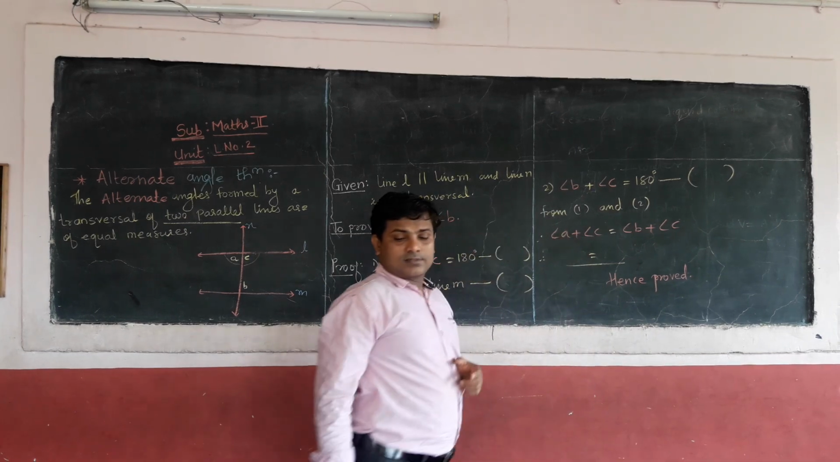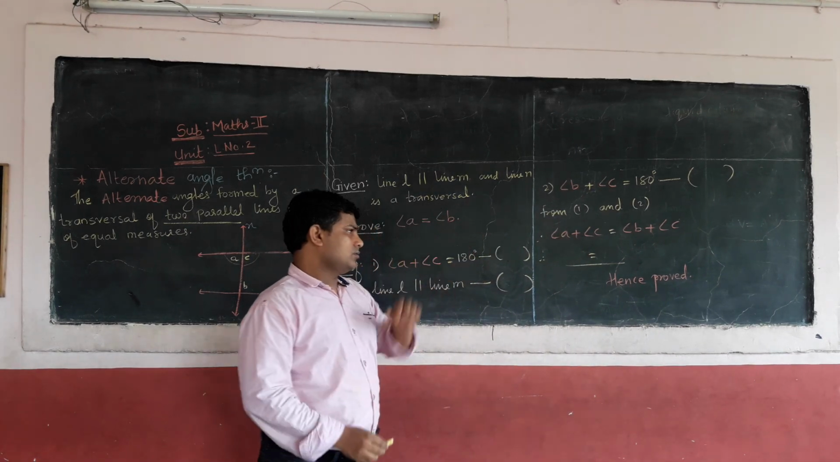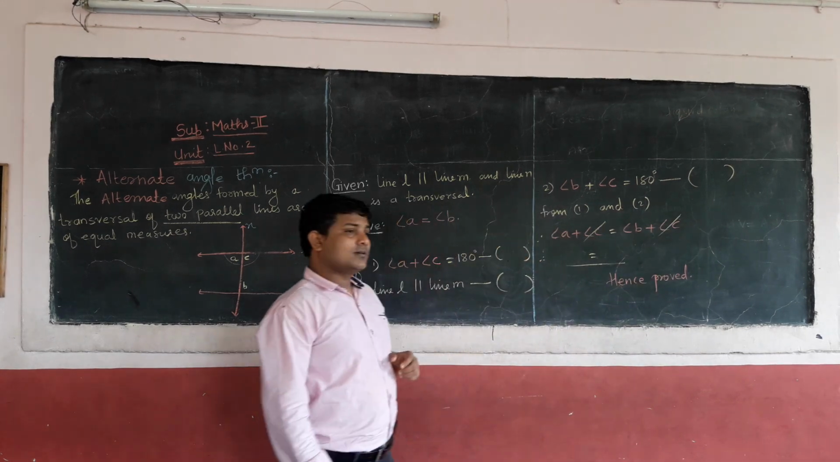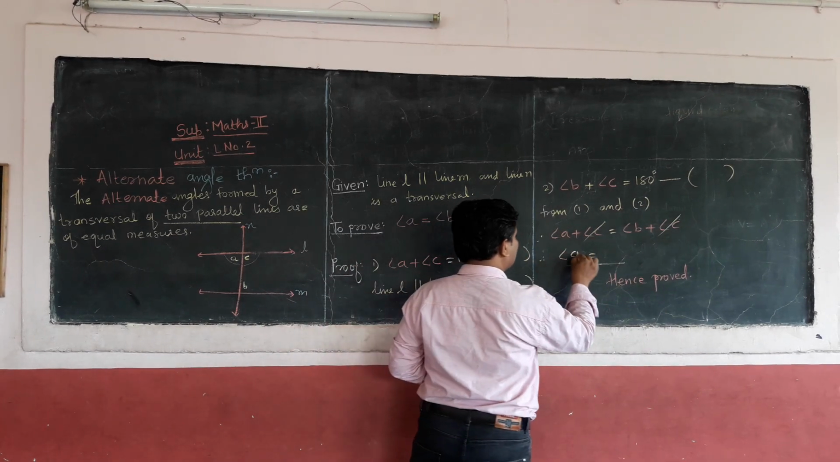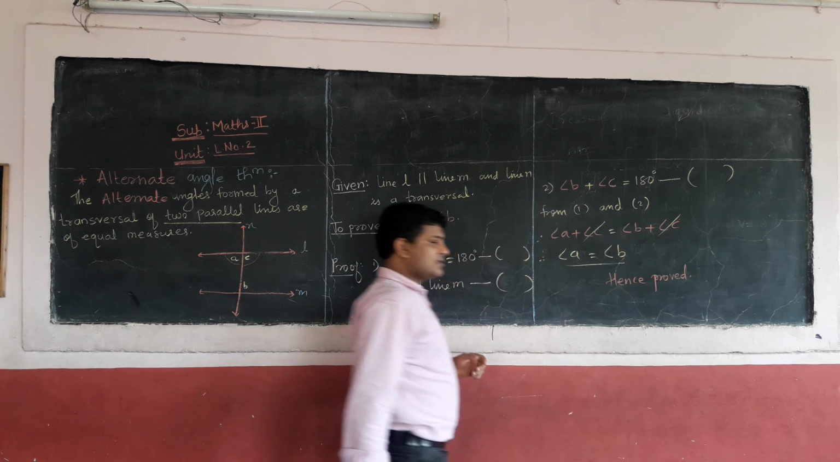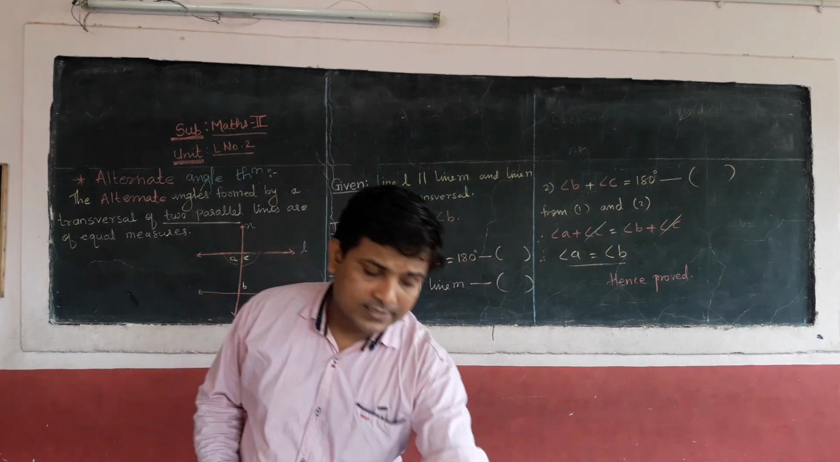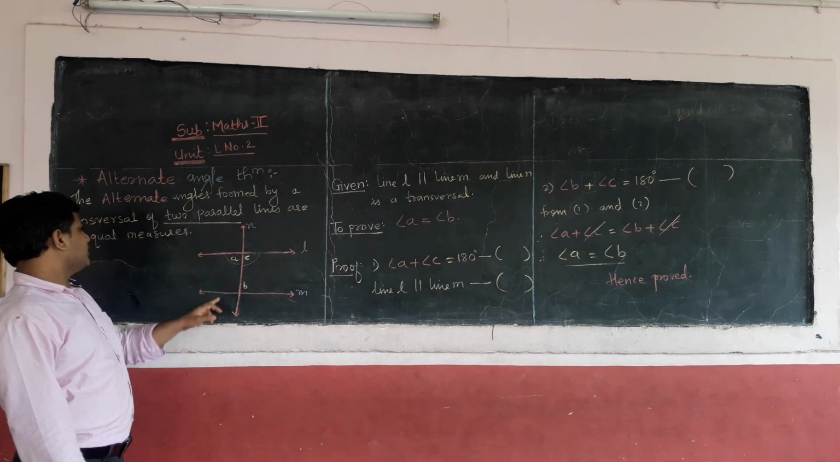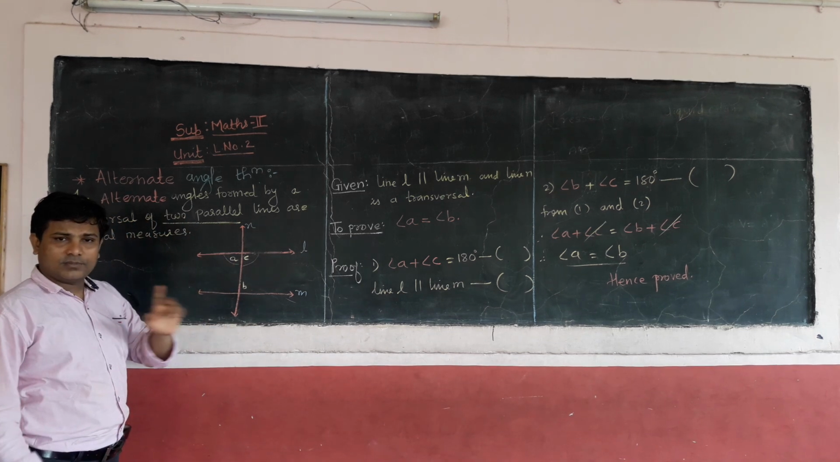Correct? So what is getting cancelled here? Angle C and angle C are getting cancelled. So what is remaining? Angle A is congruent to angle B, and hence it is proved that when two lines are parallel, the alternate angles formed by the transversal to the two parallel lines are of equal measure.